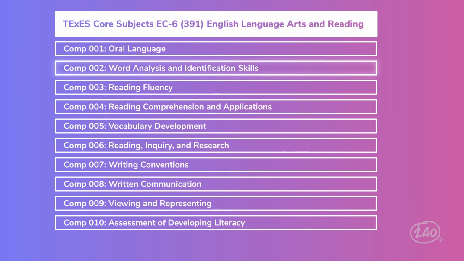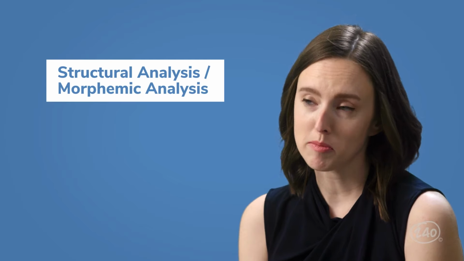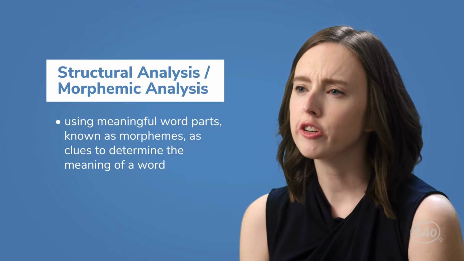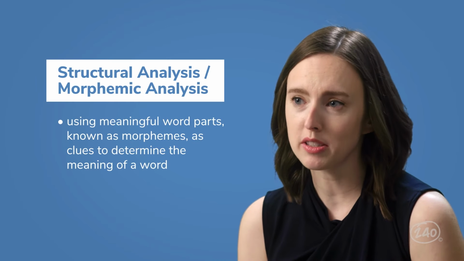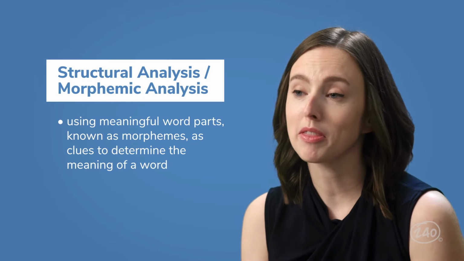Okay, now that we've talked about developing students' oral language, we're ready for the second competency. Competency 2 is word analysis and identification skills. Under this topic, students are ready to learn the nuts and bolts of how to read words on their own. There are several different strategies readers can use to identify a word. Let's zoom in on structural analysis. Structural analysis, also known as morphemic analysis or simply word analysis, refers to the process of breaking words into meaningful parts, or morphemes, to determine what those parts mean, and putting them back together to determine the meaning of the whole word. These meaningful parts are often prefixes, root words, and suffixes.